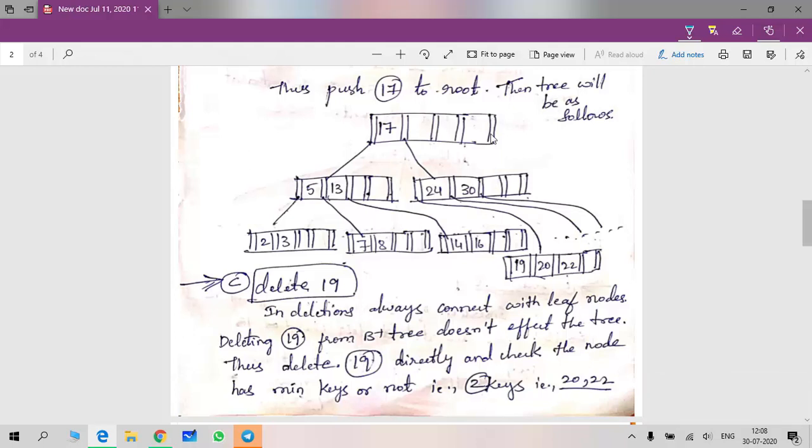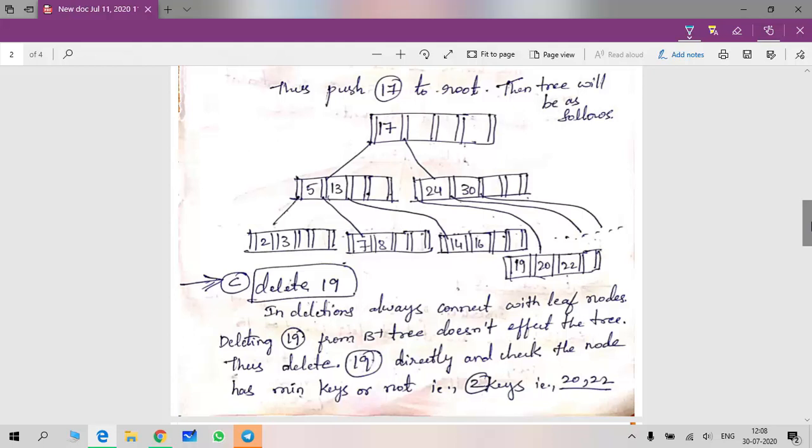Okay. So see here, all the lesser elements than 17 will be to the left of 17. See here, 5, 13, 2, 3, 7, 8, 14, 16. All are lesser elements than 17. And whatever elements we have greater than 17 must be to the right side.